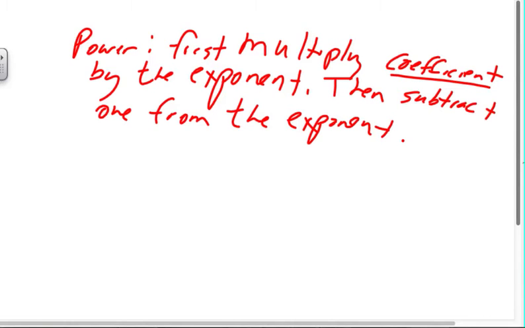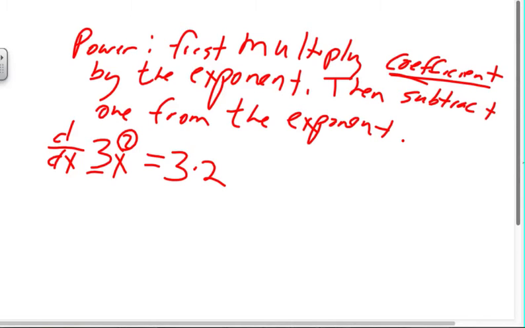Okay, let's do an example here. The derivative of 3x squared. First I multiply the coefficient, which is 3, by the exponent, which is 2. I'm going to have 3 times 2. Then I put my x, and then it says subtract 1 from the exponent. That will be to the 2 minus 1. Now I simplify, that gives me 6x.